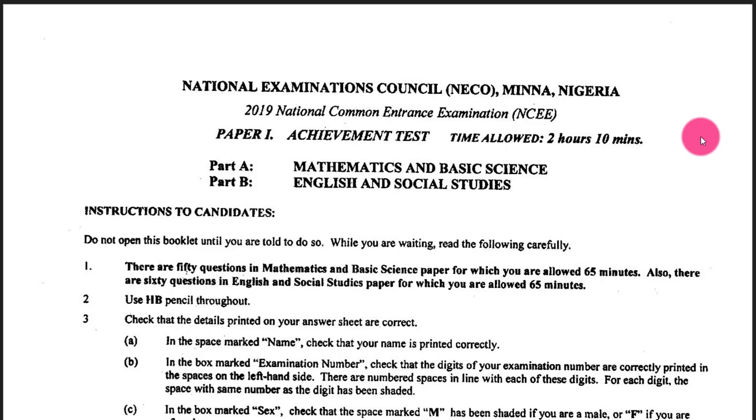Now, one thing you should note here is that the exam is usually in two sections, that is part A and part B. Part A is mathematics and basic science, while part B is English and social studies. But in this video we're going to focus basically on part A, which is the mathematics part. As in every examination, there are rules and instructions to guide the candidate. In this one we have some rules here which I might not have the opportunity to go through, but you can go through them. You can see them here.